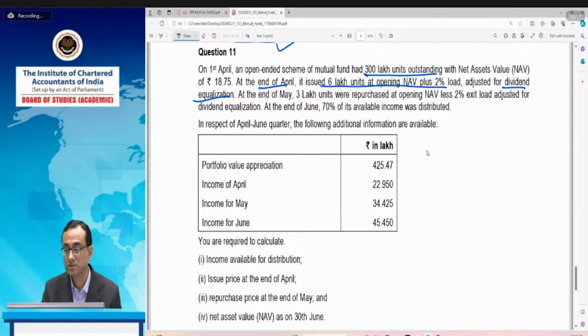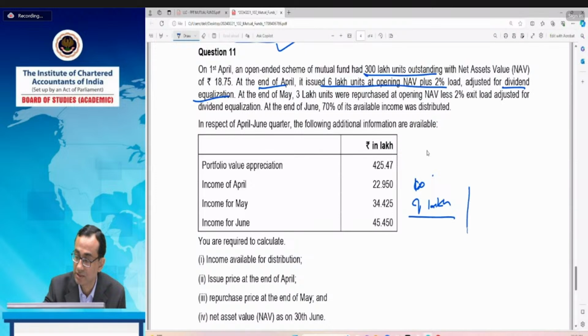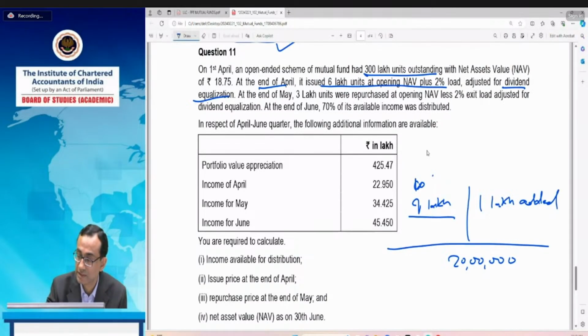And now, student, you must have heard of this dividend equalization. What happens is that whatever dividend is declared, for example, when new unit holders are added in between. Say there were 9 lakh unit holders at the start of the year, and 1 lakh unit holders were added. And for the whole year, let us say the dividend is 20 lakh. For the first portion, the dividend is say 15 lakh. For the first portion, let us say the dividend can be declared as 1.5 per unit. And the second portion, it is 0.5 per unit.